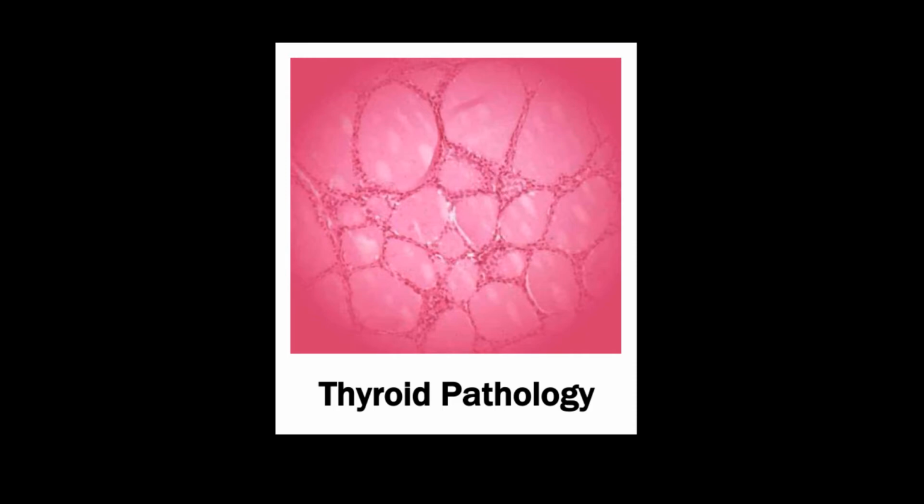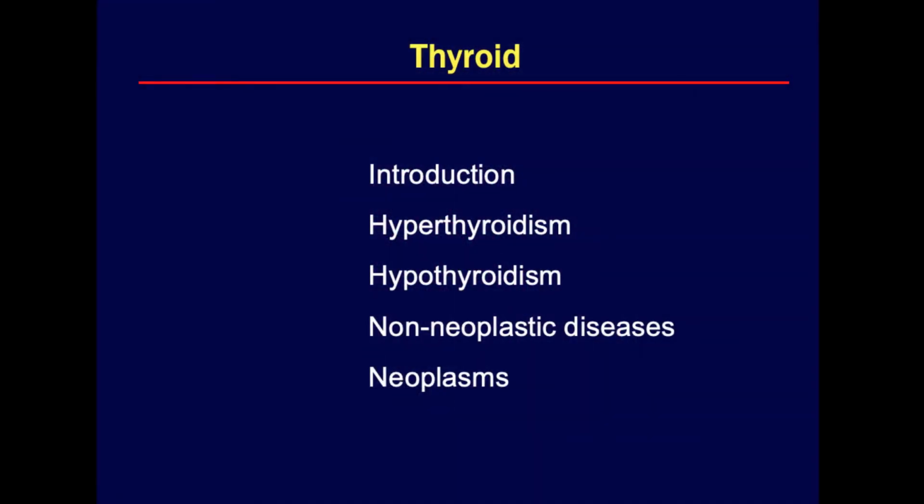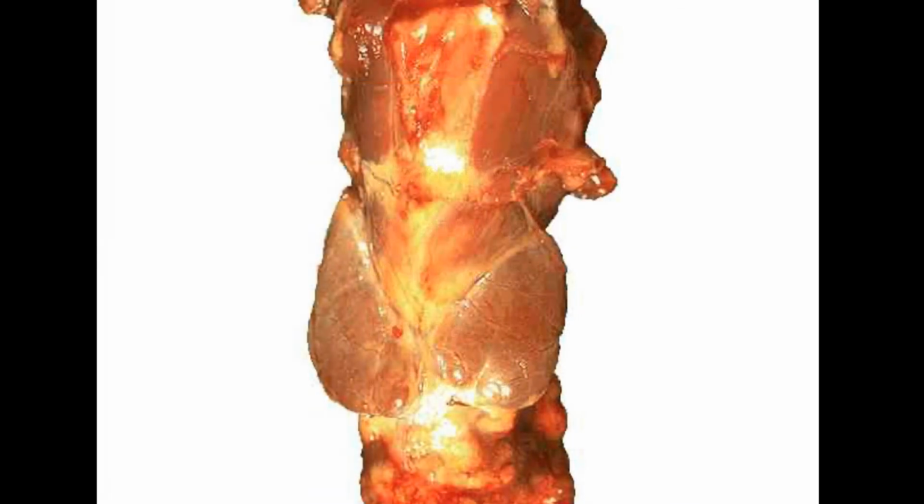Now, we also have thyroid pathologies that we need to talk about, and what we're going to go through would be hyperthyroidism, hypothyroidism, non-neoplastic diseases, and then neoplasms of the thyroid. And so you can see here, this is the thyroid gland, and it has a little isthmus here where it connects it like it's a little butterfly. This is the larynx here, and so you can see in close proximity to the thyroid.